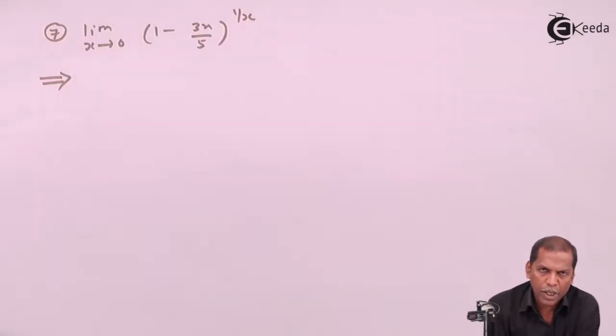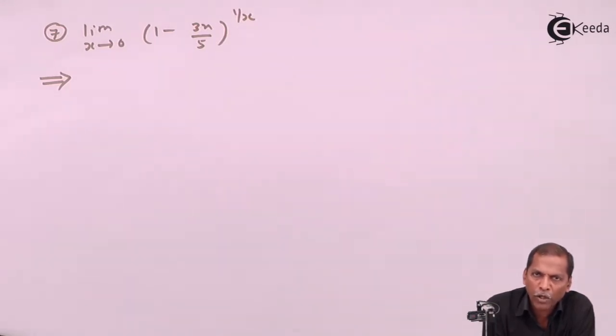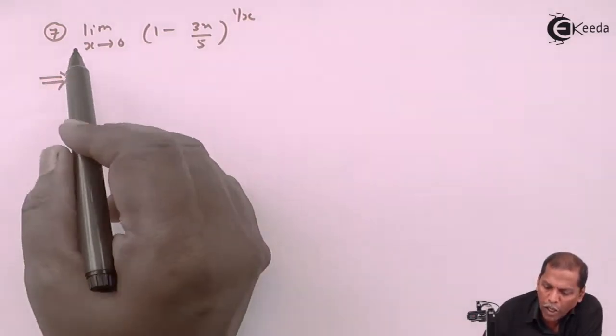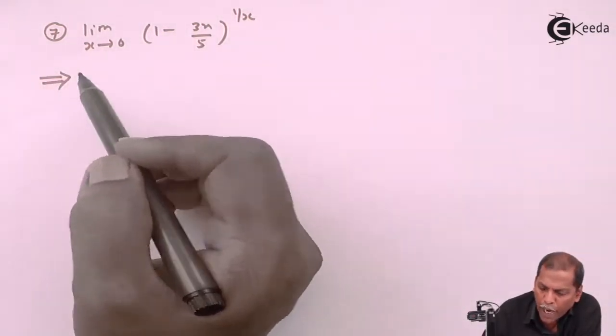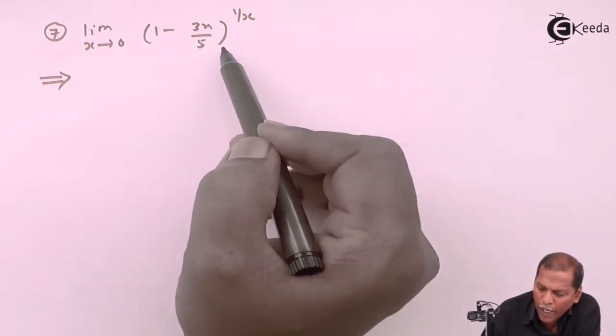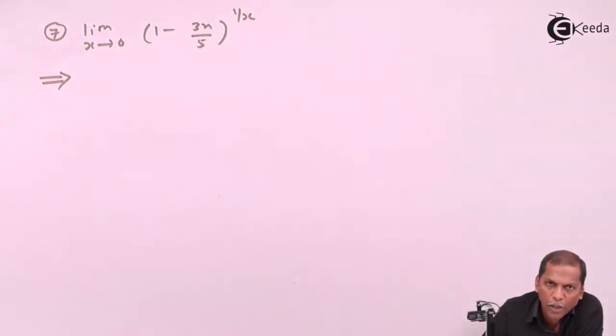Hello friends, now we see problem number 7, which is also based on limits of exponential function and logarithmic function of the chapter Limits. Problem number 7 is: limit x tends to 0 of (1 minus 3x upon 5) whole bracket raised to 1 upon x.